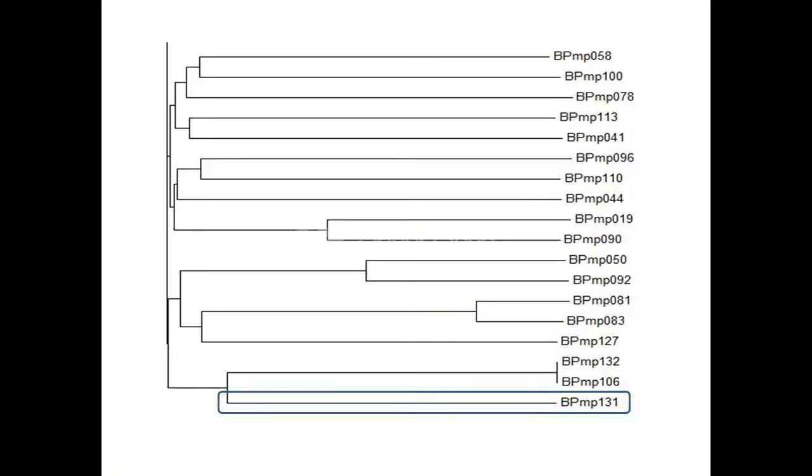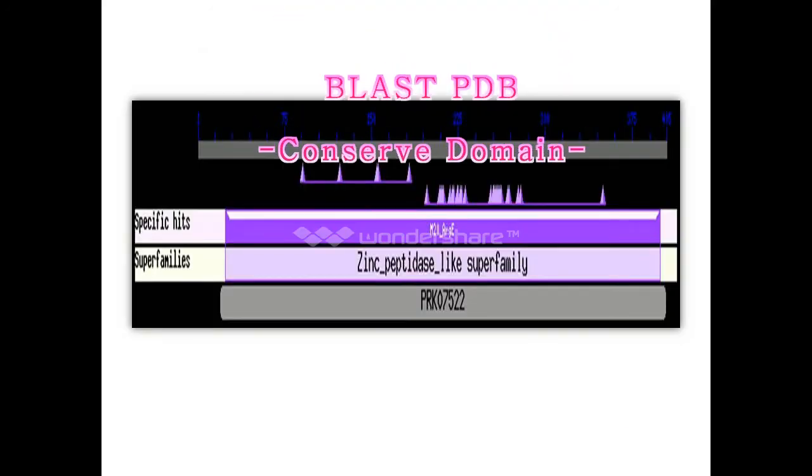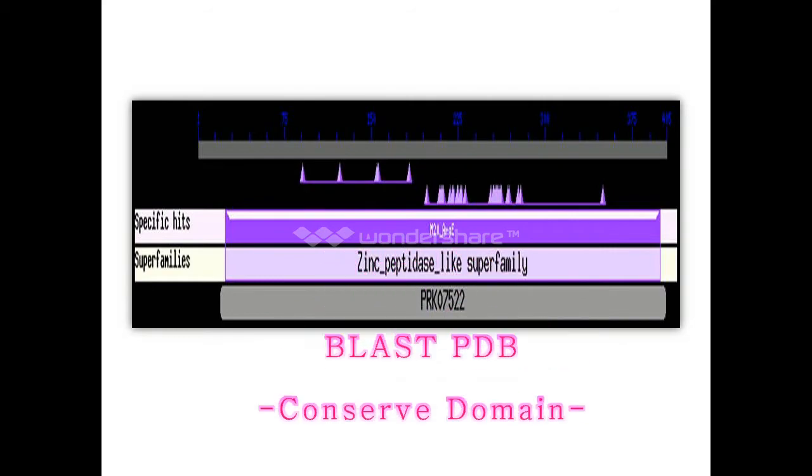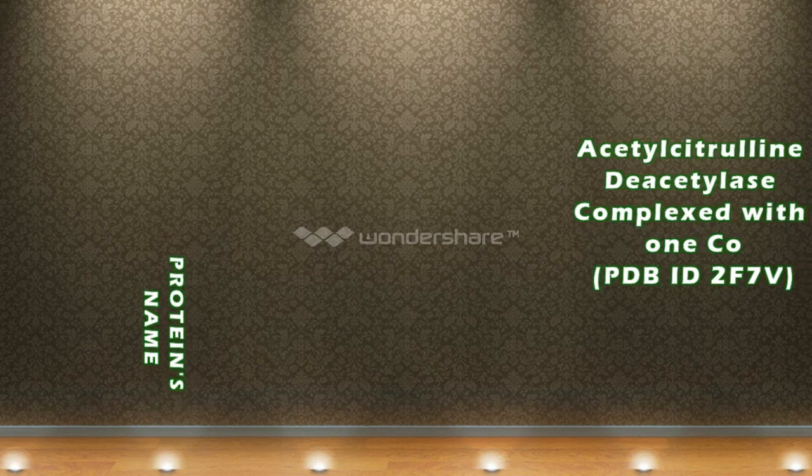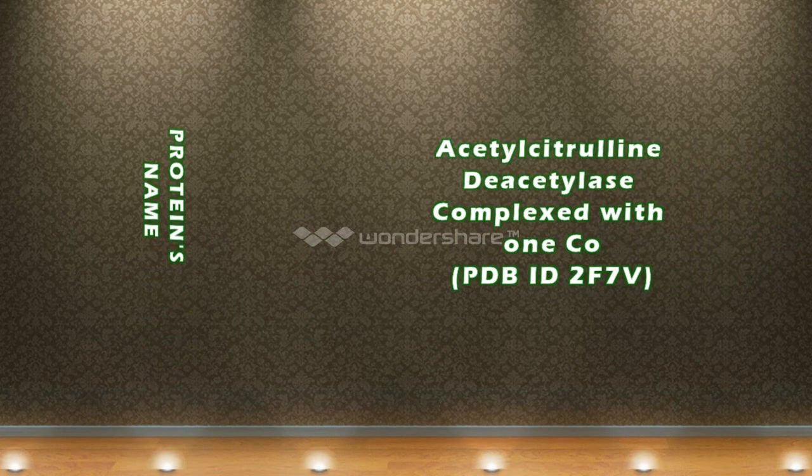MSA and DND are obtained too, and from the BLAST PDB, conserved domains are obtained, and the PDB ID detected is 2F7V, which is the ID for acetylcitrulline deacetylase complex with 1 CEO.